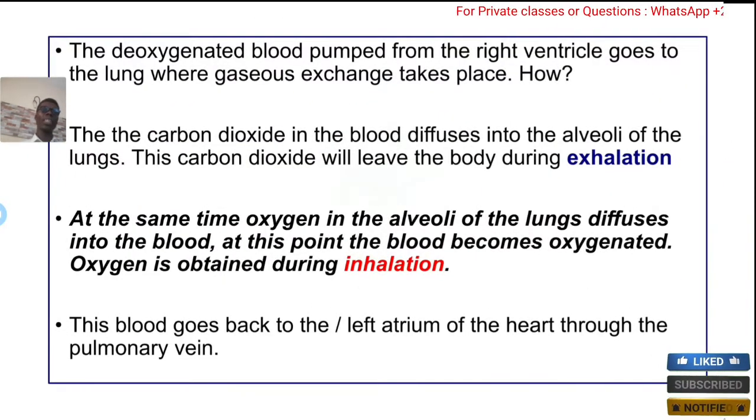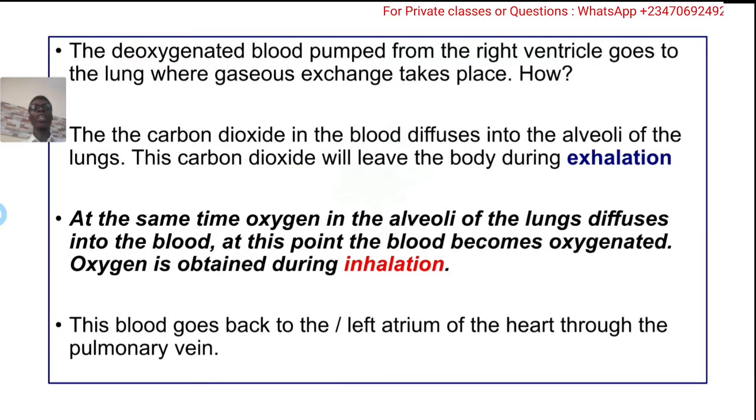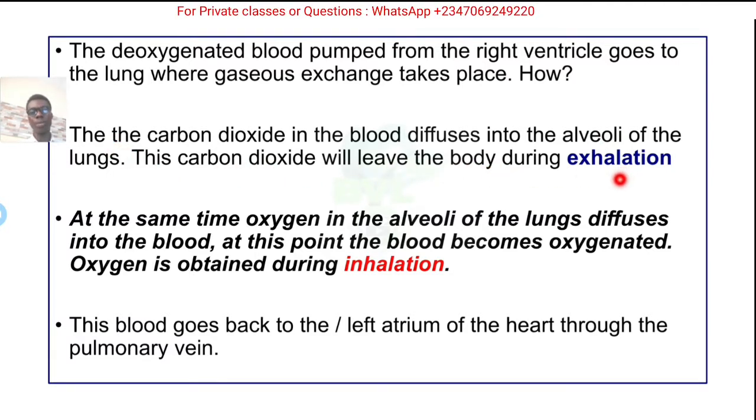The deoxygenated blood from the right ventricle goes to the lungs, where gas exchange takes place. How? The carbon dioxide in the blood diffuses into the alveoli of the lungs. This carbon dioxide will leave the body during exhalation. At the same time, oxygen in the alveoli of the lungs diffuses into the blood. At this point, the blood becomes oxygenated. Oxygen is obtained during inhalation.